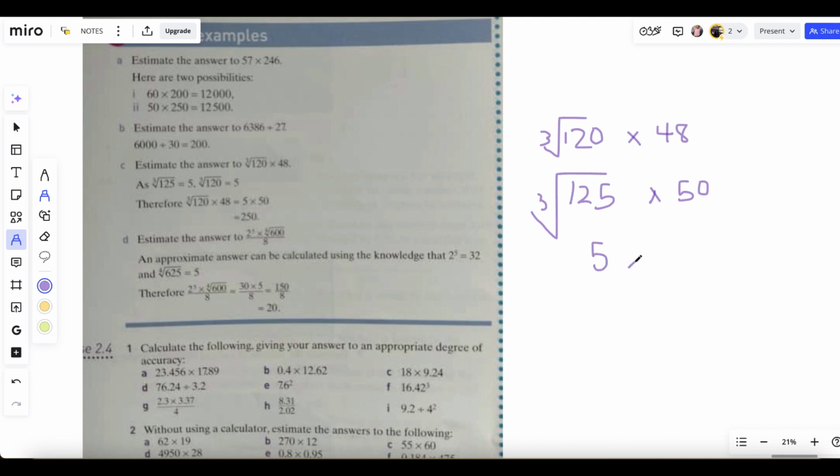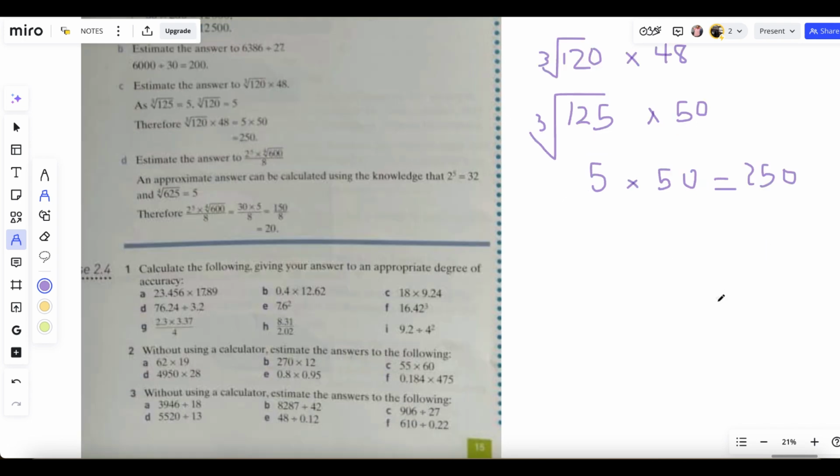So 5 times 50. You get 250, because 5 times 5 is 25, then you put the 0 in front of it. So you get 250. But this 250 is not the real answer. It's just an approximate answer.